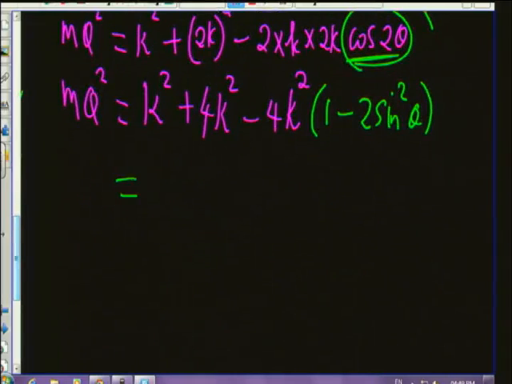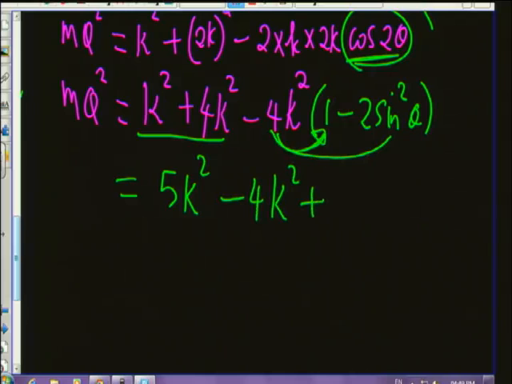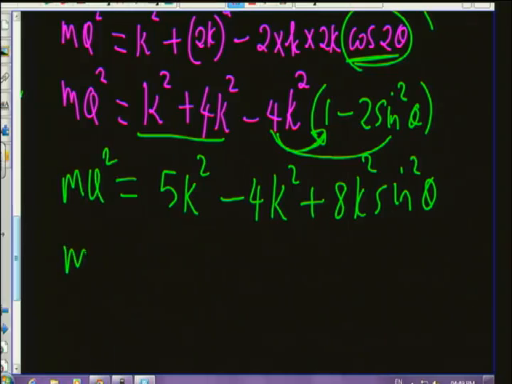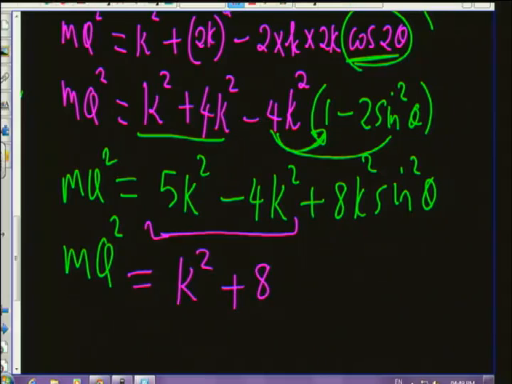So I get 5k squared, these two are like terms. And then using the distributive law, multiplying into that bracket, I get minus 4k squared, and then plus 8k squared sine squared theta. So I have MQ squared. Now we've got like terms again, these two: 5k squared minus 4k squared, we get 1k squared. So I've got k squared plus 8k squared sine squared theta.